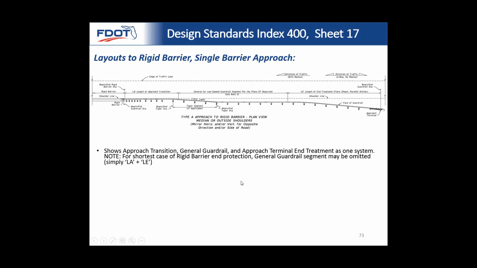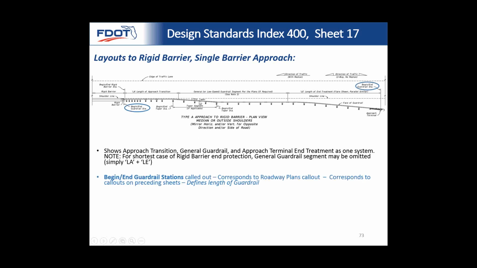More layouts to rigid barrier. One other thing to mention is that if you have only the shortest case possible, where you're just trying to protect a rigid barrier and do nothing else, you'd have LA plus LE and no offsets, no taper, no anything. You just put those 2 together and you're done. And so we're just mentioning our shortest possible guardrail is to omit the general guardrail portion here.